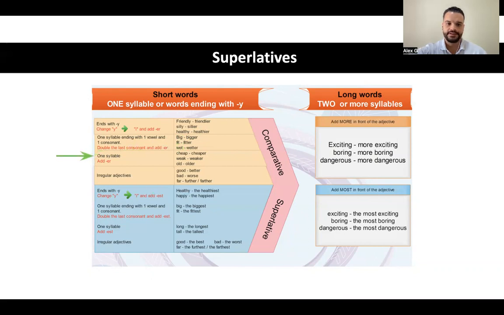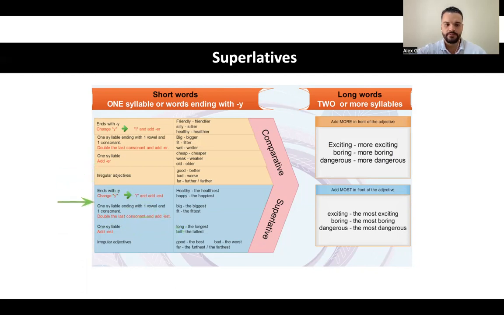For regular adjectives, we're just going to add ER for comparatives. For example, cheap, cheaper, weak, weaker, old, older. And if it's a regular one-syllable adjective for the superlative, remember we're going to add EST and we're just going to add the. So the longest, the tallest, okay?